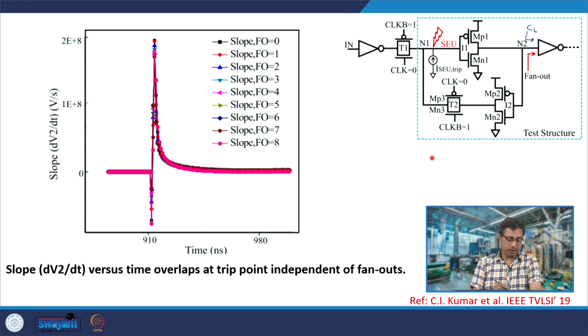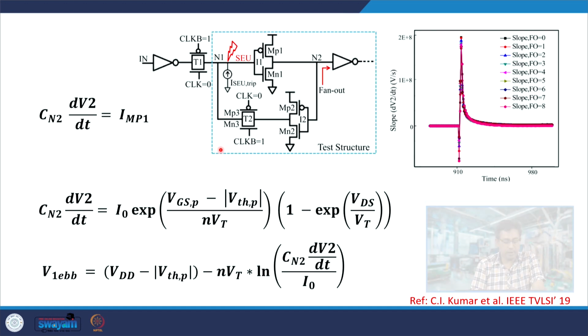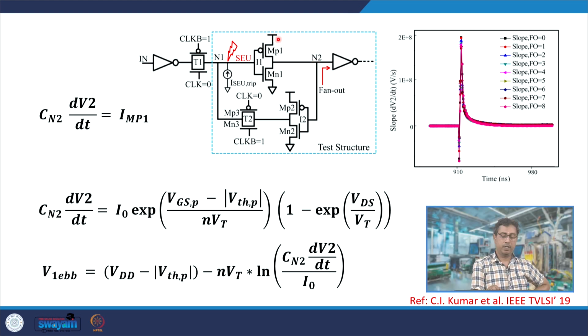So, we use this fact that the transient behavior of V2 does not change with the fan out load, and also it scales with the supply voltage. So, that we use in obtaining an expression for the critical charge. So, now we can write that Cn2 is the total capacitance of node N2, Cn2 dV2 by dt is the current supplied to this. Now, this is essentially supplied by the transistor MP1.